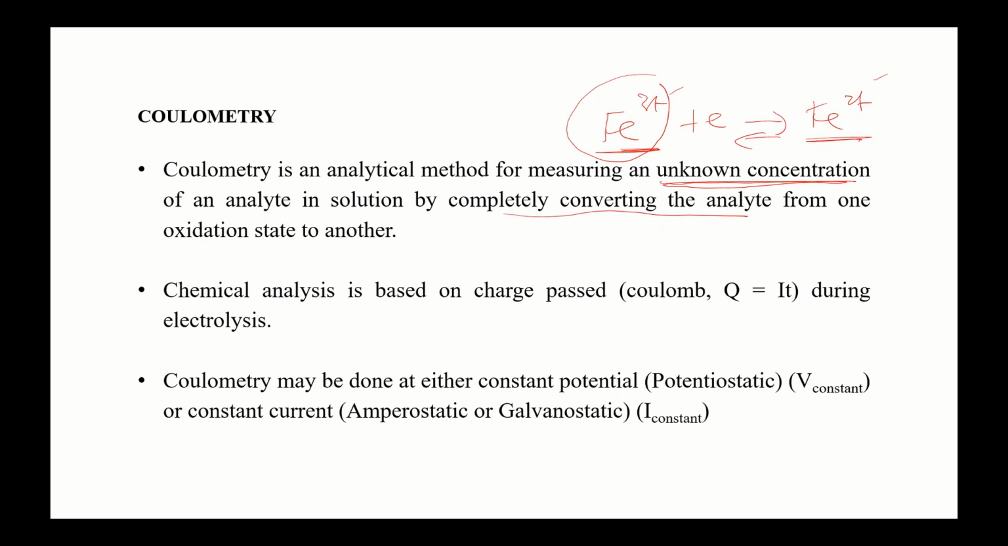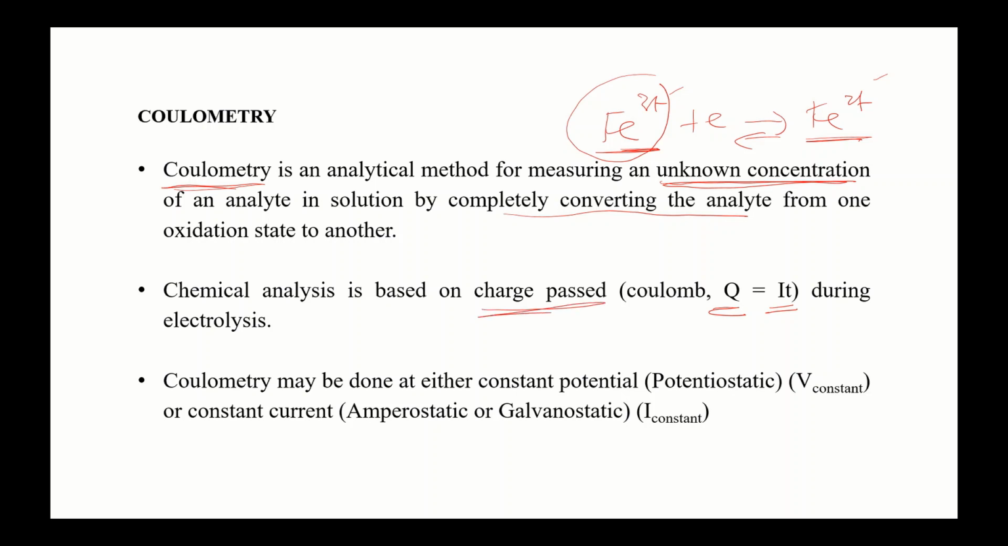So the process is measuring the coulomb, the charge passed. So what is coulomb? Coulomb is Q. Q equals I, current, times T, time. This process is called electrolysis. So the chemical analysis is based on the charge passed, which is coulomb. The unit is coulomb, Q.